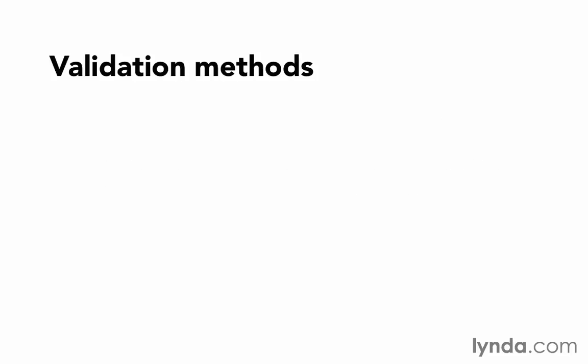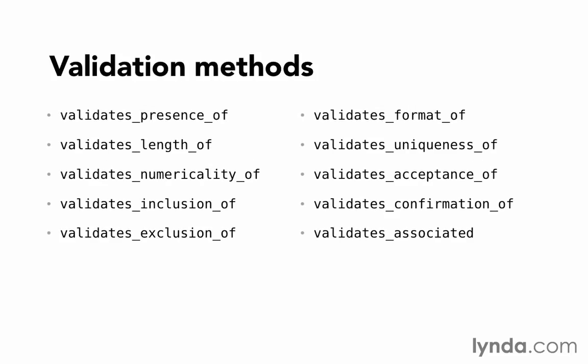If the data doesn't follow the validation's rules, then the model will refuse to complete the save and also keep track of the errors so that we can review them and give the user the opportunity to fix them. In this movie, we'll look at the validation methods that active record validations provides for us to use. And then in the next movie, we'll add some of these to our simple CMS application.